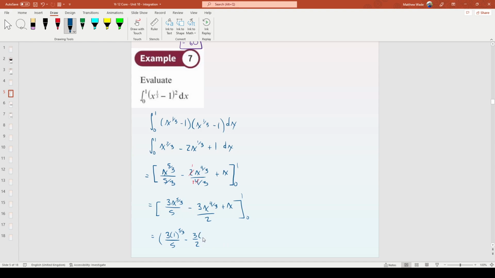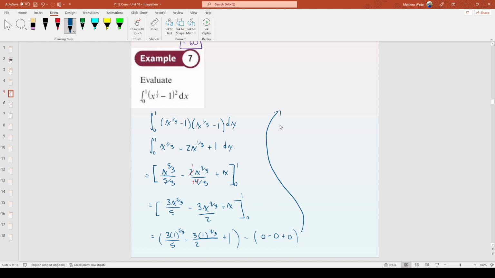3 times 1 to the power of 4/3. That's perfect. Plus 1. Close the bracket. Take away. Now, I do want to cut to the chase here. You know this is going to be 0, right? If you put 0 in, so I'm just going to pop it as a 0 rather than writing it out. Second thing's 0 as well, and so's the third thing. So, by golly, that saved us a couple of steps, didn't it?